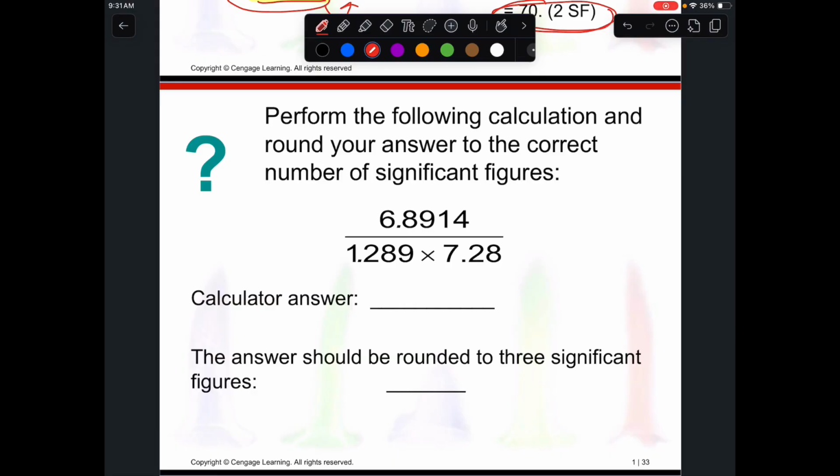And we're going to go ahead and do, now there's no parentheses here, but I like to do the bottom first. So I'm going to go ahead and do 1.289 times 7.28. And on this bottom, I get 9. I'm not going to do any rounding here. I'm actually going to write the whole number, 9.38392. So my new problem is this 6.8914 divided by that. I'm going to go ahead and type that into my calculator.